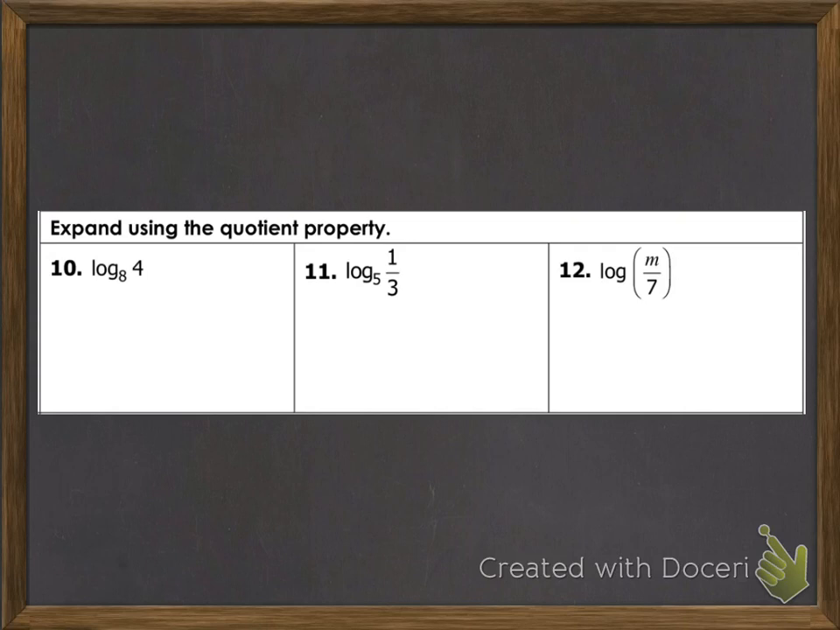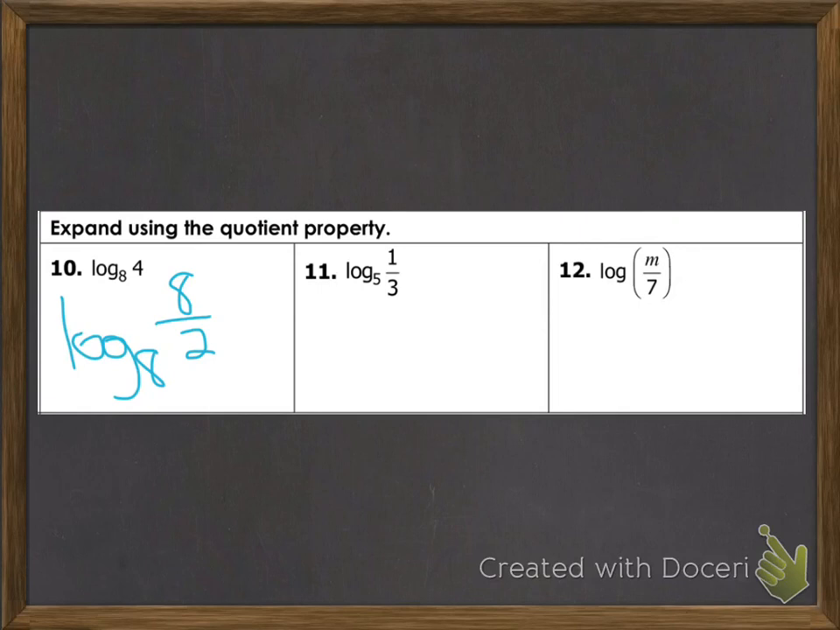Now we're going to expand these using quotient properties. So now we want to put it in the subtraction format. We have log base 8 of 4. Now this one I think is a little trickier than with product property, because we need to come up with a fraction here, where this number divided by this number is going to get me a 4. You actually have a few options. One that you could do is 8 divided by 2. That's a potential answer you could use.